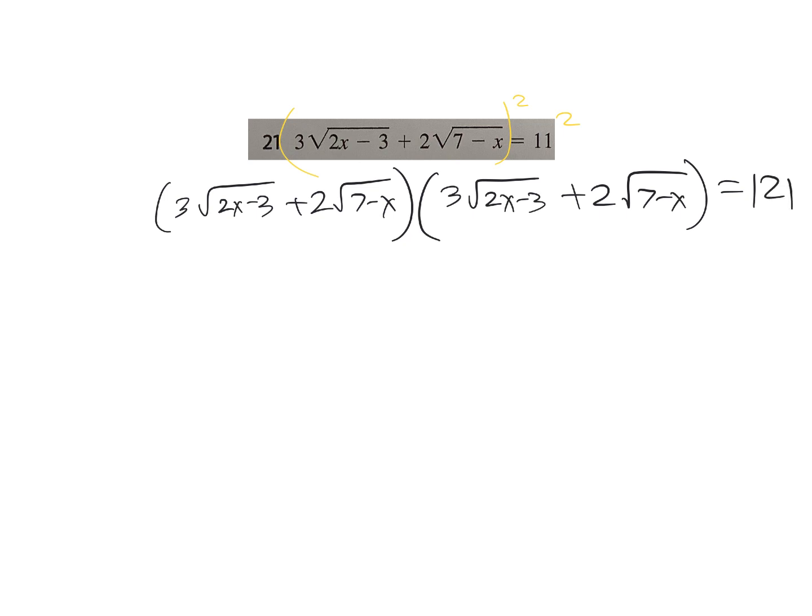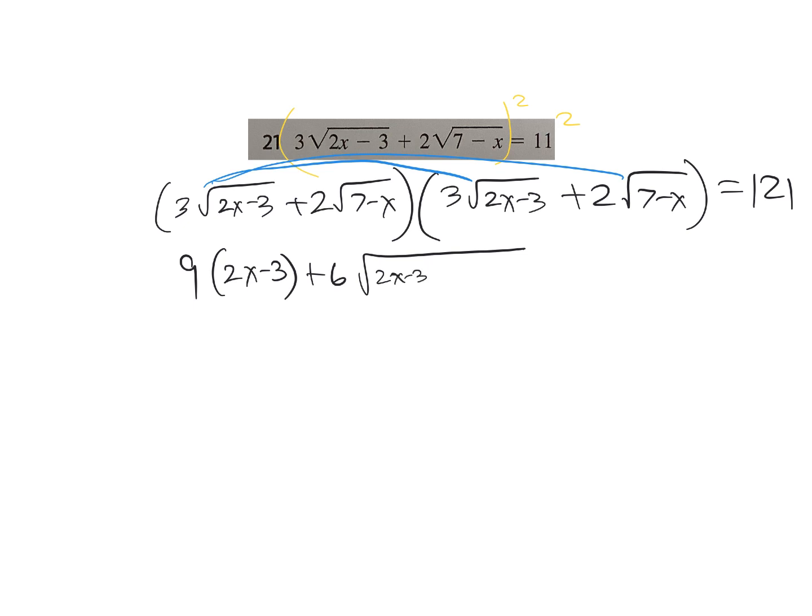Okay, now distribute. What do you get? You get 9 times the 2x minus 3, because a square root times a square root is without the square root. And then you do the next one, and we get plus 6. The problem here is you have 2x minus 3 times the 7 minus x. So you're going to have to figure that one out. And now let's go to this one. This is going to be plus 6. And again, you have the 7 minus x and the 2x minus 3.